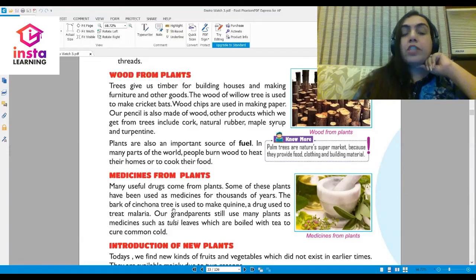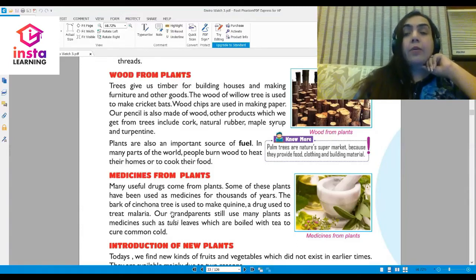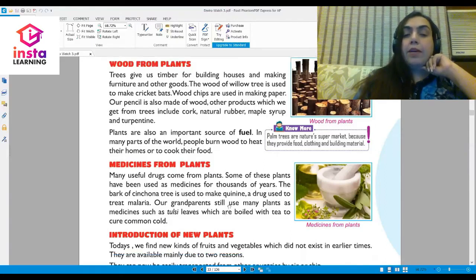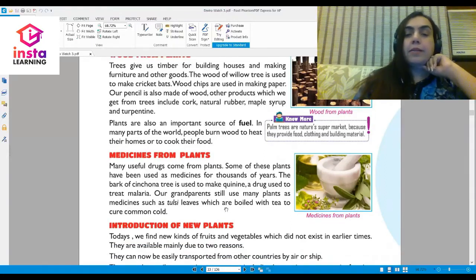The bark of the cinchona tree is used to make quinine, a drug used to treat malaria, and now it is used even for the treatment of coronavirus. Our grandparents still use many plants as medicines, such as tulsi leaves, which are boiled with tea to cure common cold.